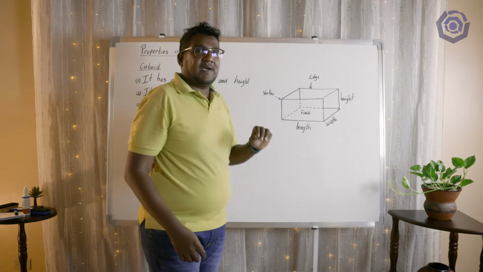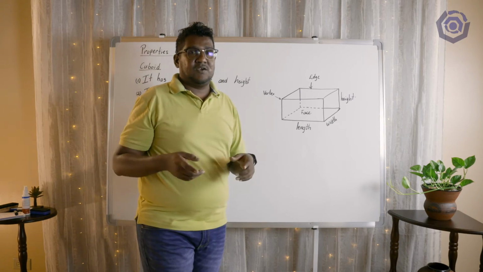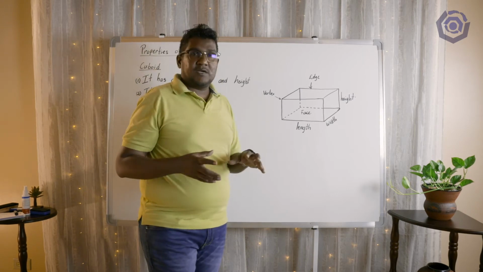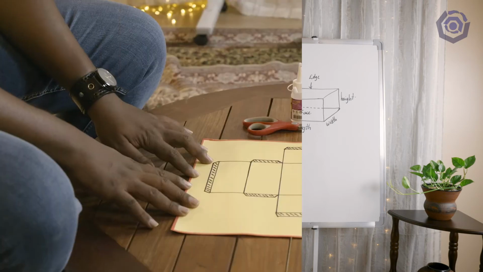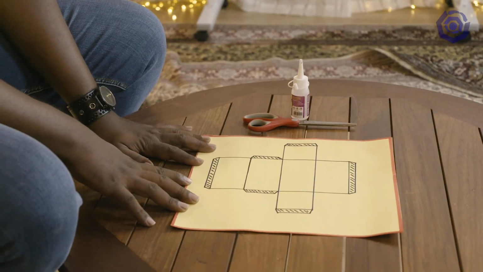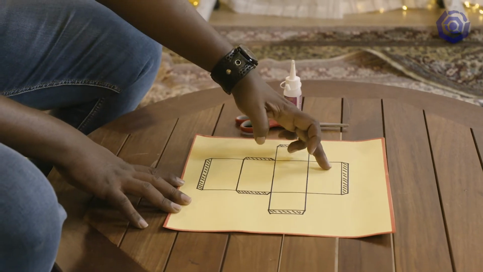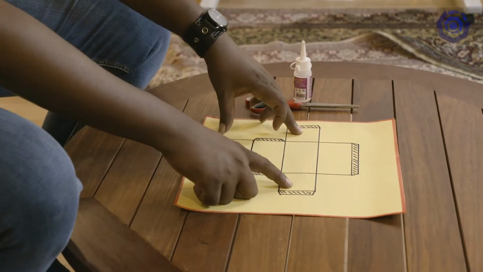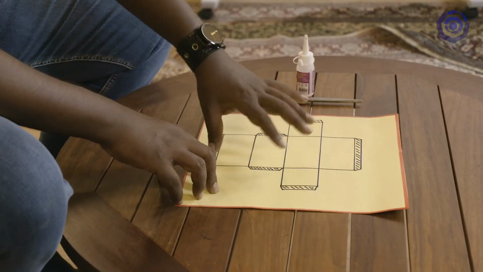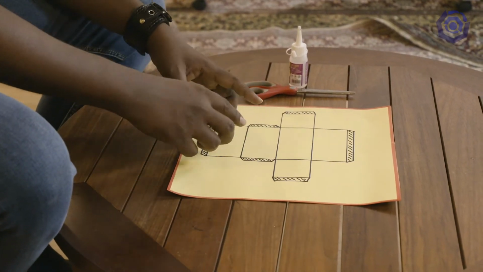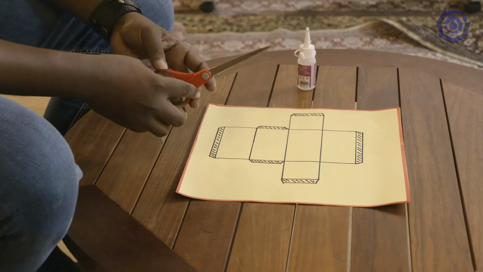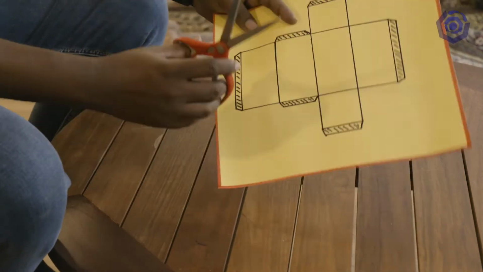Now we would look at the net of a cuboid, and we're going to cut it out and put it together to show you what the shape would look like. Here you have the net of a cuboid, and if you notice, we have 1, 2, 3, 4, 5, 6 faces. So each face is a rectangle. So we're going to now cut this out, and then we're going to put it together to make our cuboid. So let's start.